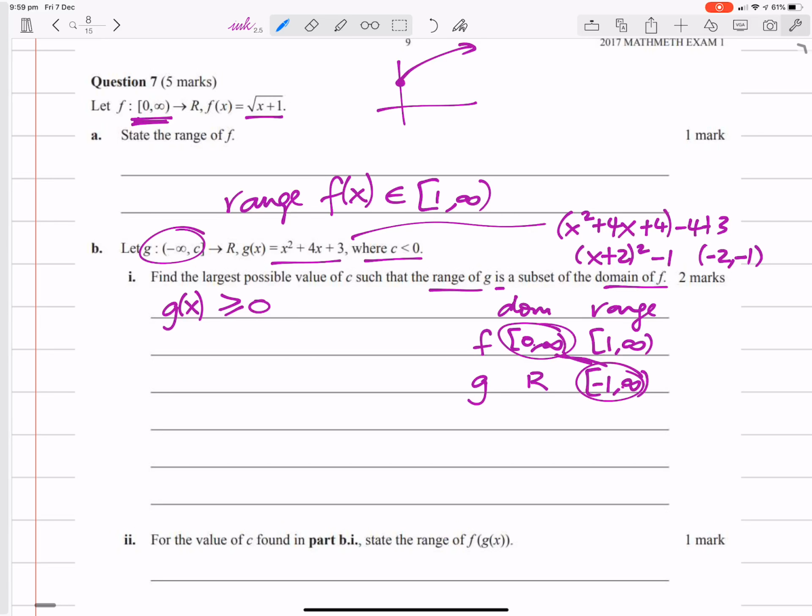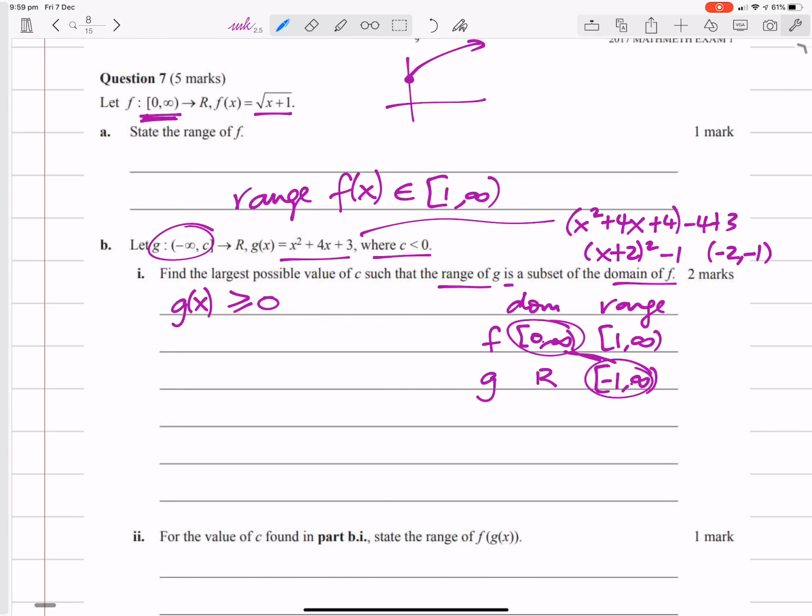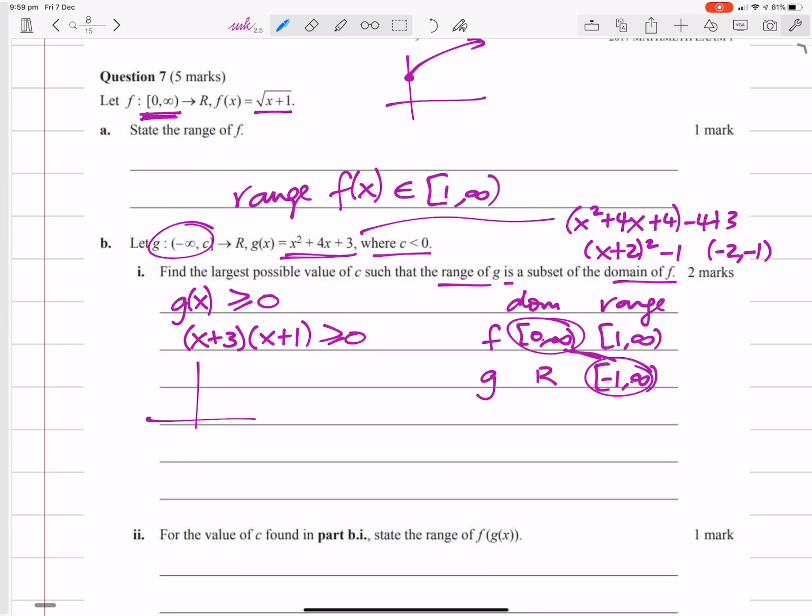Okay, so if we want our range to be from 0 to infinity, g of x has to be greater than or equal to 0. So let's factorize that. x plus 3, x plus 1 is greater than or equal to 0. If we give it a quick sketch, negative 1, negative 3, there's our function.